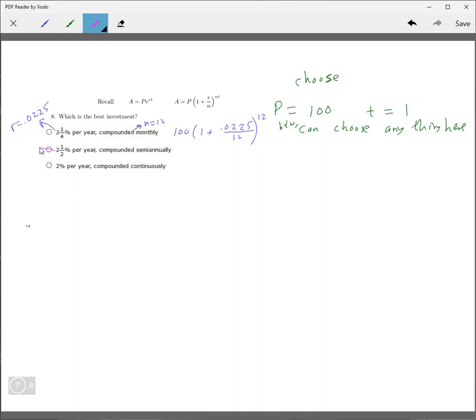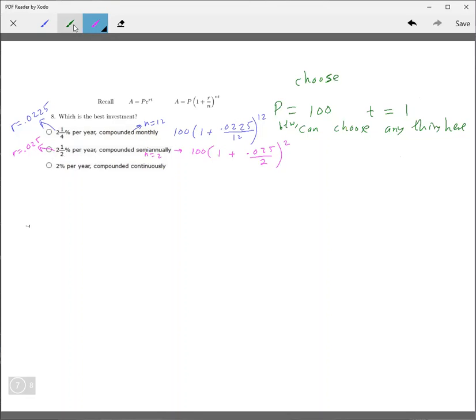Second one, the rate is 0.025. 2.5 is 2.5, so move the decimal place over 2 spots. And this will be 100 times 1 plus 0.025. Okay, semi-annually means n is 2. That means 2 times a year. So that's a 2. And then this is squared.